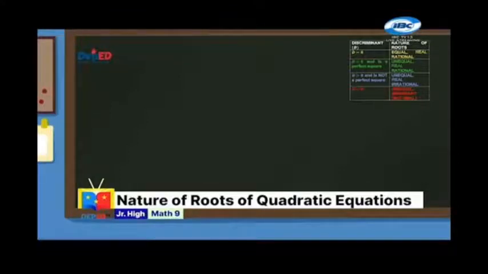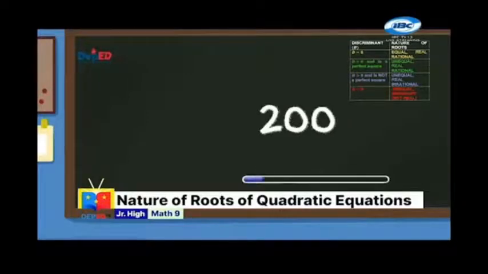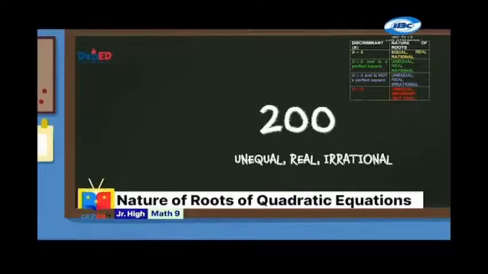Discriminant number 2. 200. What is the nature of the roots? Your answer in 5, 4, 3, 2, 1. Time is up. 200 is positive, but not a perfect square. So, the roots are unequal, real, and irrational.